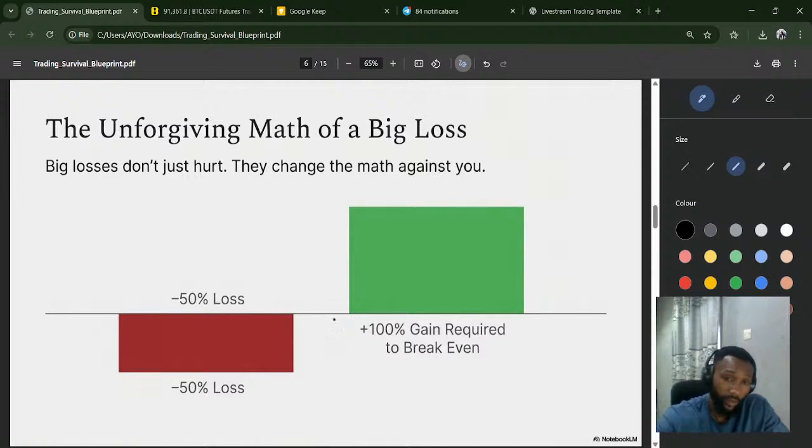Do you understand that? What is break even? When they ask what is break even, that's something you need to understand in trading. If you lose 50% of your account, you need 100% to break even. Just to break even, you have not even got into profit.